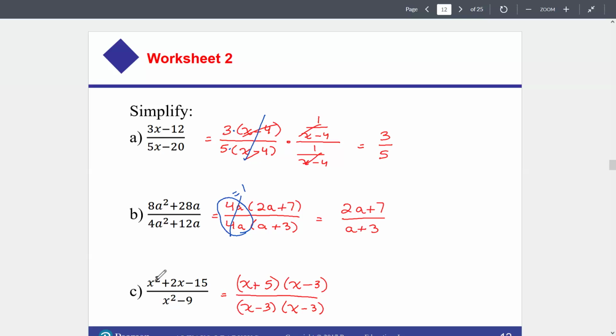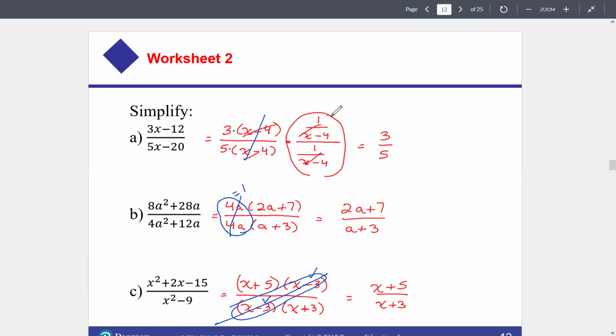And then my last one, x squared plus 2x minus 15 over x squared minus 9, factors into x plus 5, x minus 3 over x minus 3, x plus 3. Oops, x plus 3, a typo there. But once again, I have this x minus 3 on the top and on the bottom. So we know together this is just going to be 1, so I'm going to cancel it out, meaning that I'm just left with x plus 5 over x plus 3.